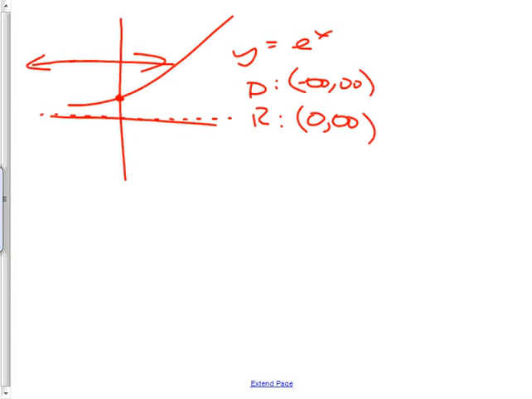And then the last thing is asymptotes. It will never touch 0, and therefore, parentheses.